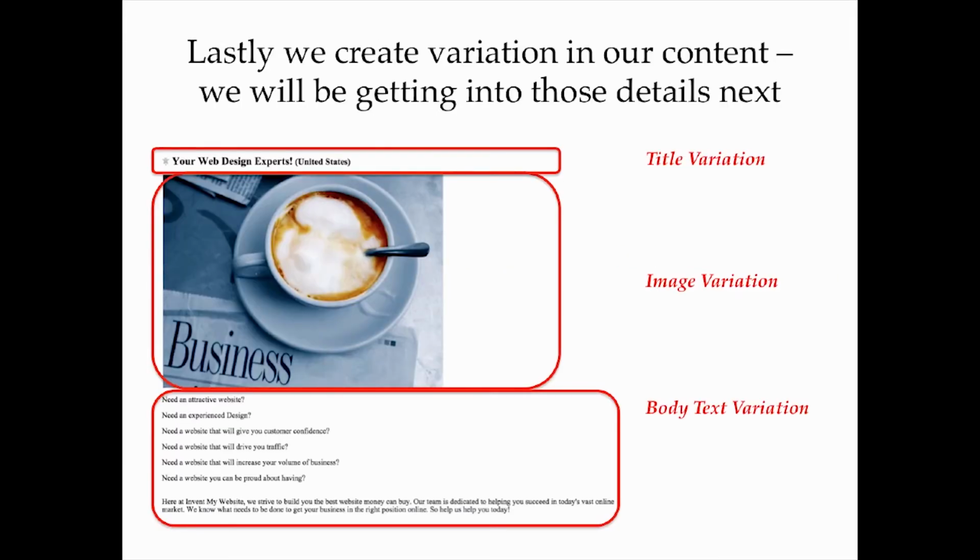Lastly, the flagging algorithm takes the content of your ad into account. It's looking for duplicate content. It looks for this in the title, the image, and the body text. We'll go into depth on this in the following lectures.